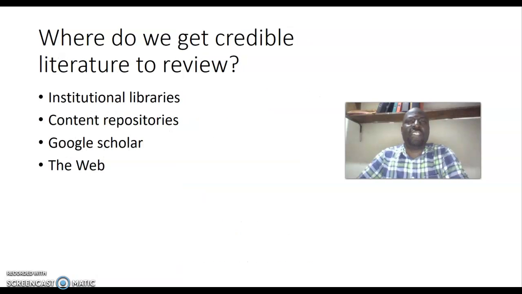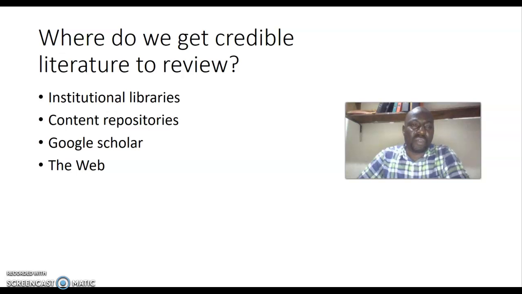So where do we get credible literature to review? Credible literature can be got from institutional libraries. Our institutions have libraries. It can be got from content repositories. It can be got from Google Scholar, but it can also be got from the web.